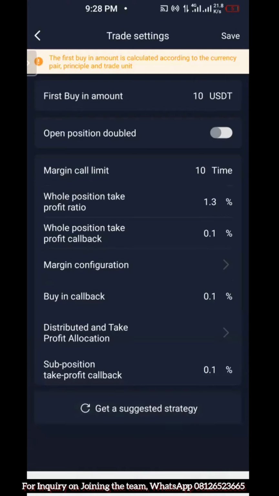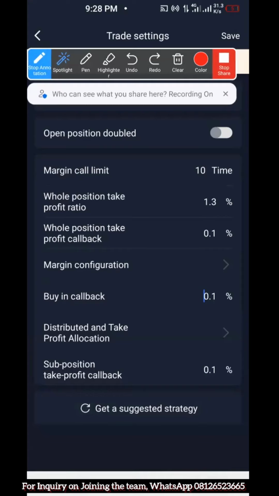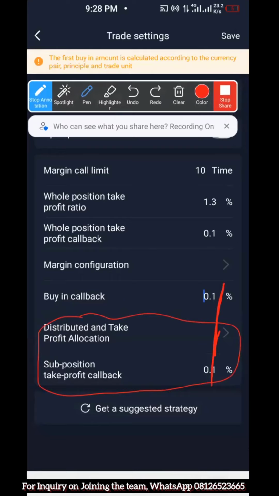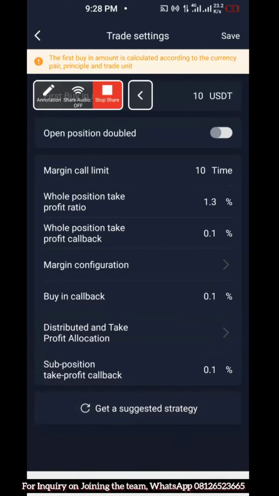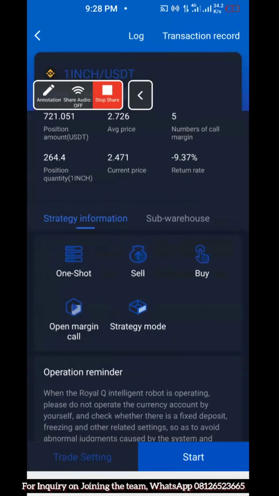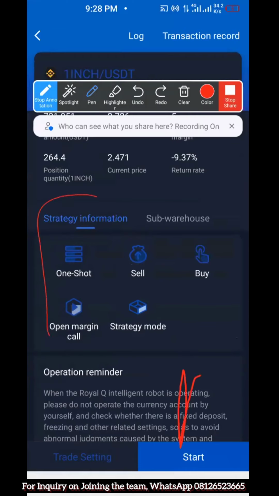Then these two underneath, distributed and take profit allocation. I'll explain them after I explain the box in front. Like I said, we are going to deal with this after the trade margin configurations. So we've done the margin configuration, so we can now deal with what is on this box.